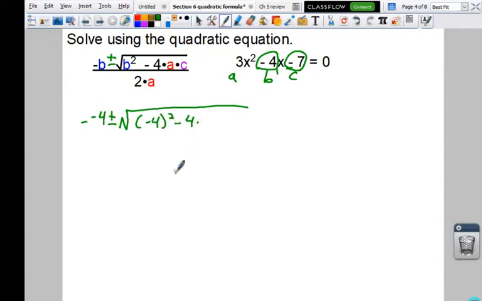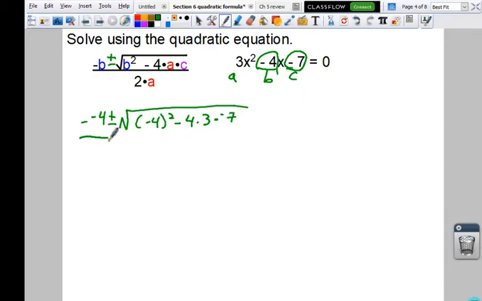Minus 4 times, Ira, what am I putting in for A? Where's A? Look on the board. What is A? 3. Yep. So times 3 times Greg, what am I putting in for C? Negative 7.